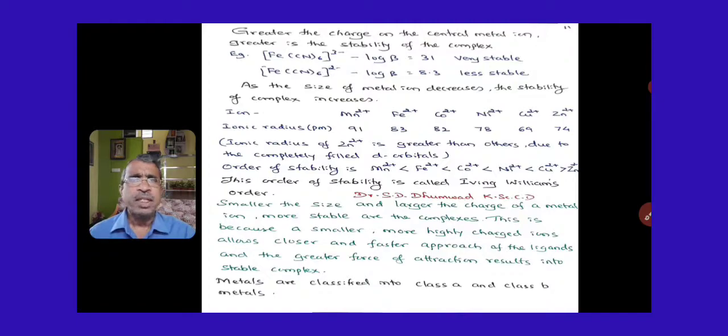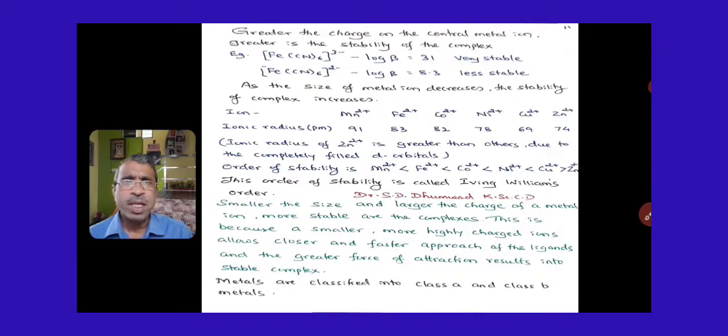Now from this, smaller the size and larger the charge of a metal ion, more stable are the complexes. This is because a smaller, more highly charged ion allows closer and faster approach of the ligands, and the greater force of attraction results in a stable complex. Very, very important statement to be remembered.